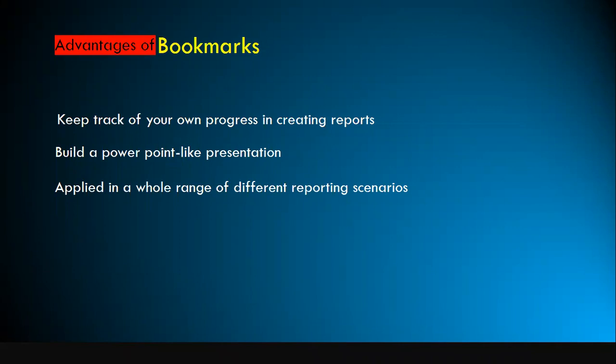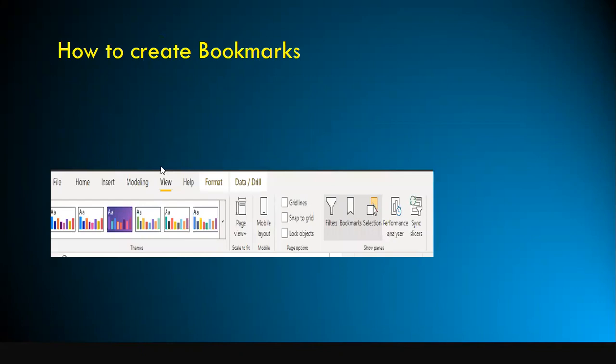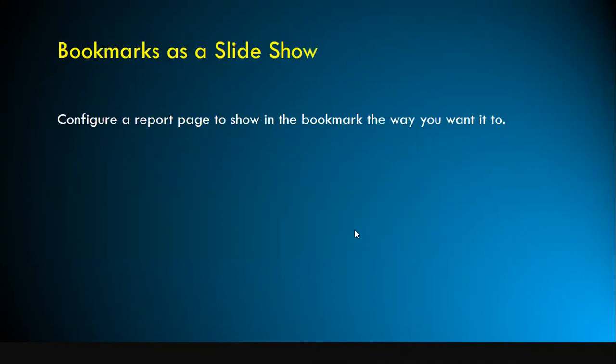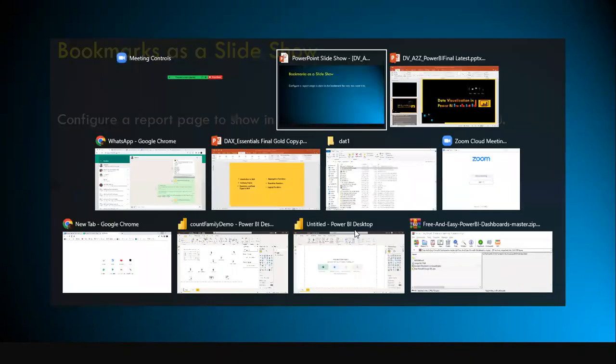Okay, next what we will do is we will go to the view ribbon. In the view ribbon, you can find the bookmarks. You can configure the report page to show in the bookmark. This is where we can configure the report page to show in the bookmark the way we want it. And now I just go to the Power BI desktop.